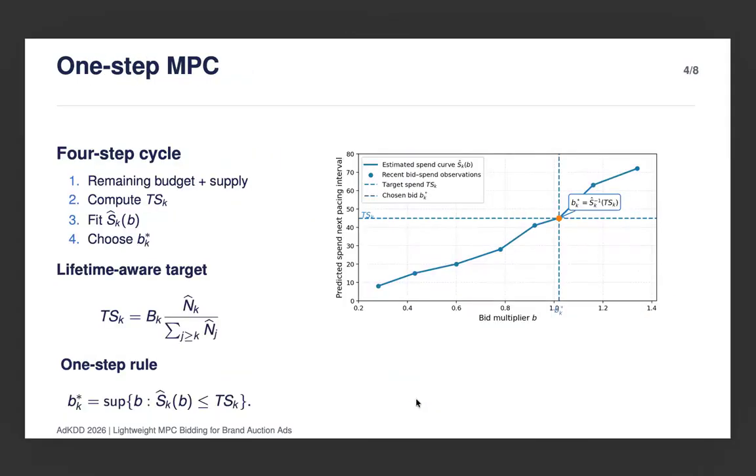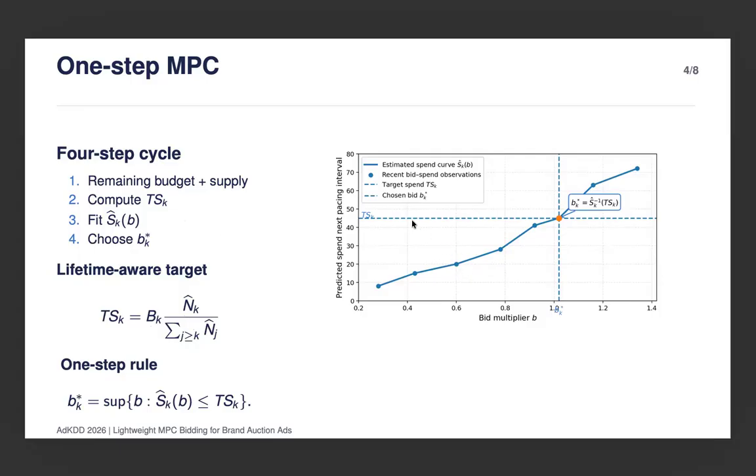Here we show one step MPC method. It has four steps. Step one, we read the remaining budget and predict the supply. Step two, we compute the next interval target spend. The formula here allocates the remaining budget according to the next interval's share of expected future supply. So the target remains lifetime aware. Step three, we then fit the spend response from the recent data. And finally, last step, we choose the largest bid whose predicted spend stays within the target.